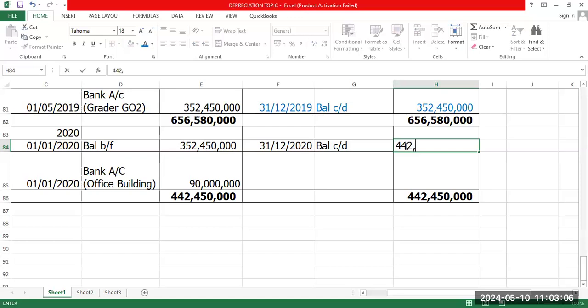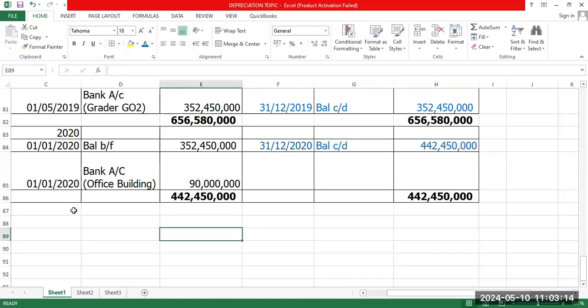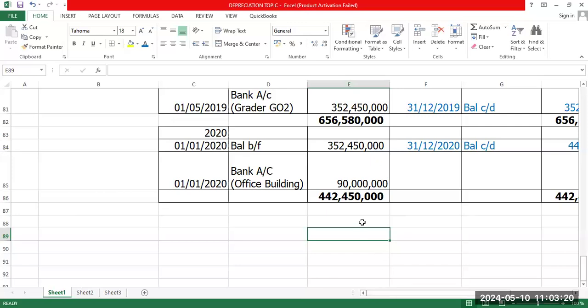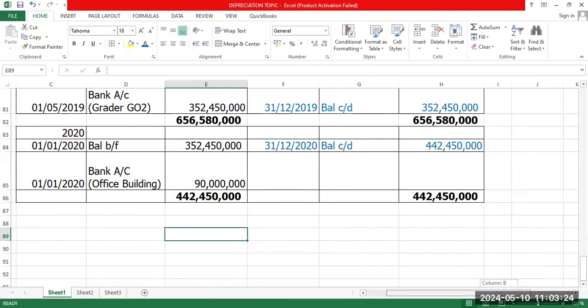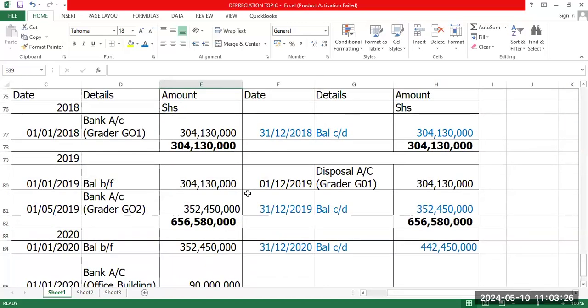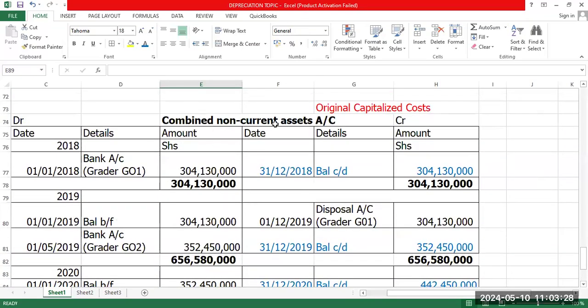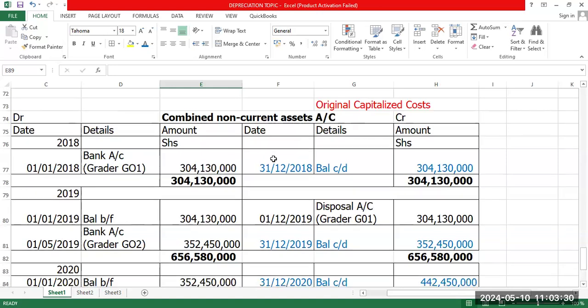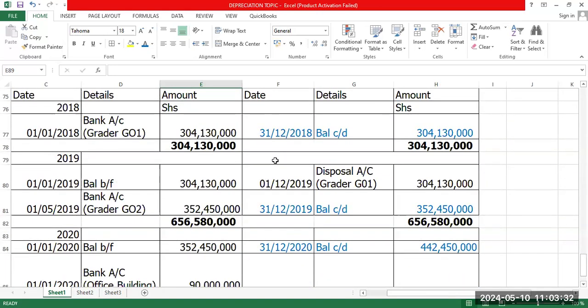442,450. This is the balance. If you're starting in 2021, this is the balance you will start with. But we are stopping here because the question said we stop on 2020. So that's all about how to combine the non-current assets account. Any question about this?